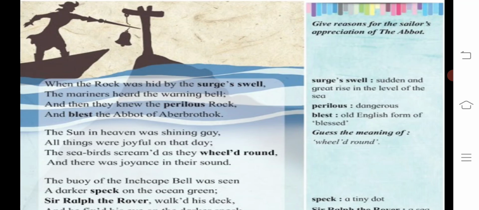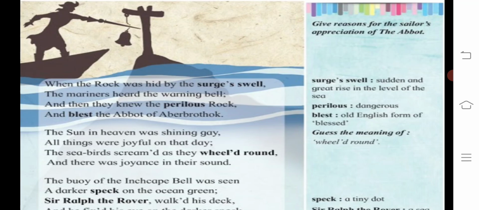The next stanza indicates something, and that is the starting of what is about to happen. As you know, before the starting of a storm, there would be silence everywhere, and that is mentioned in the next stanza, as if this is the start of the stormy things. The sun in the heaven was shining gay. All things were joyful on that day.